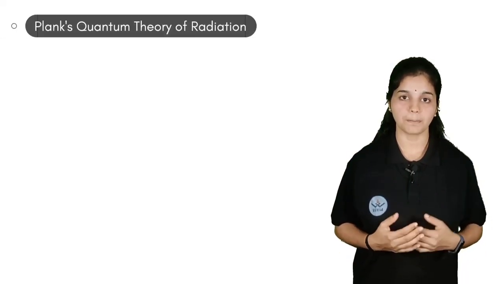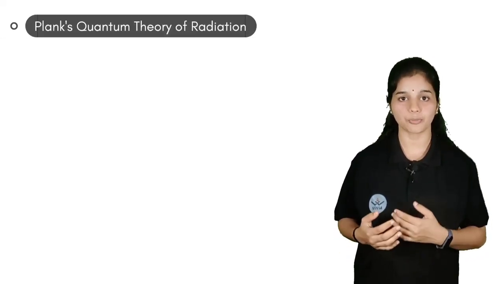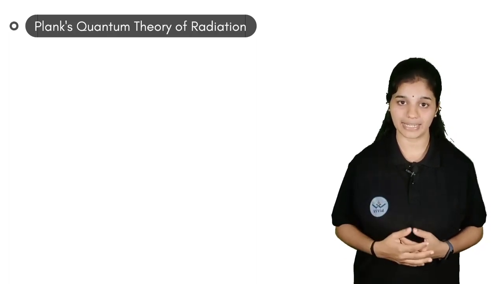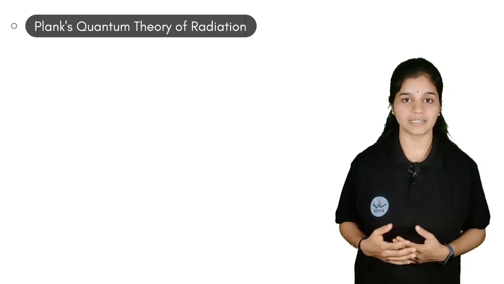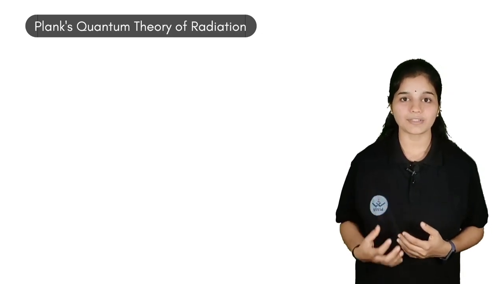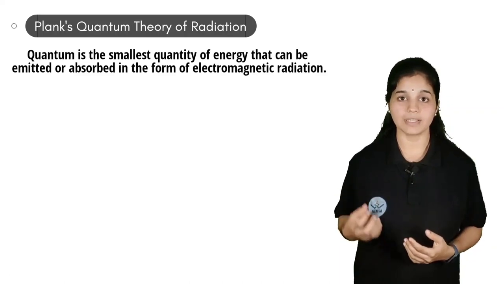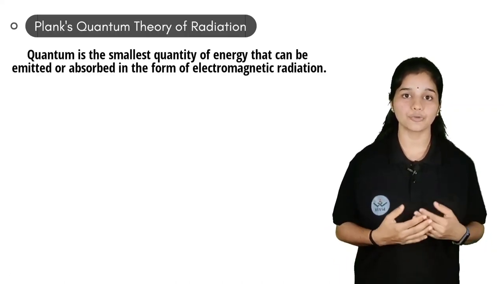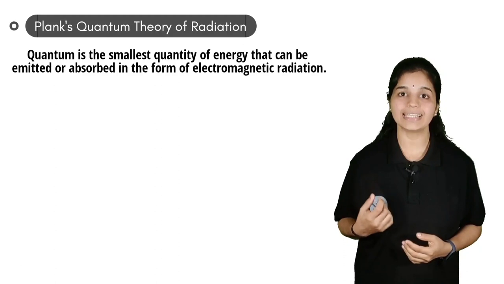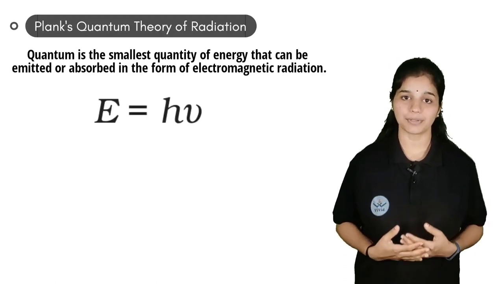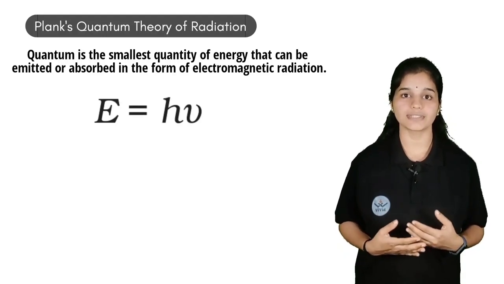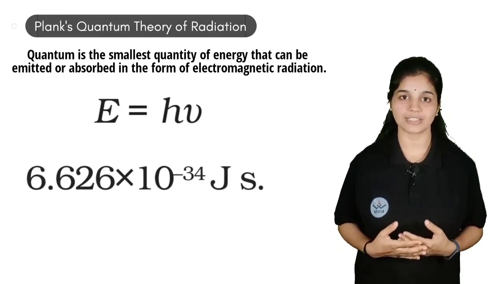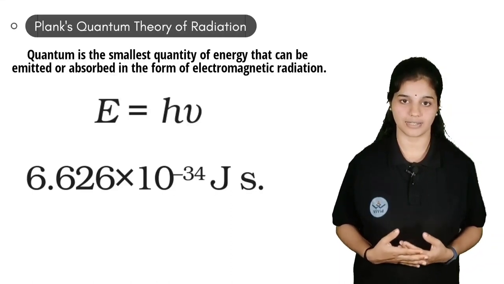From these observations, Planck concluded that atoms or molecules absorb or emit radiations only in discrete values of energy, not in a continuous manner. This package of energy, he termed as quanta. And the energy of quanta was given by the expression E = hν, where E represents the energy of quanta, h is Planck's constant, whose value is 6.626 × 10^-34 joule second, and ν is the frequency of the radiation.